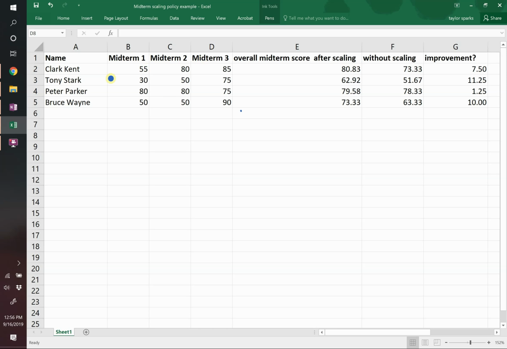Let's say that Clark Kent takes the class, gets a 55, and then he hits the class average, an 80, which will always be the class average on these midterms, and then he gets an 85, right? So with the scaling, his score will come out to be an 80. It almost drops that low one, right? That as opposed to a 73 if we did without scaling. So a net improvement of 7.5 points. And you can see kind of different scores, what it would look like. Okay? So test this out for yourself.